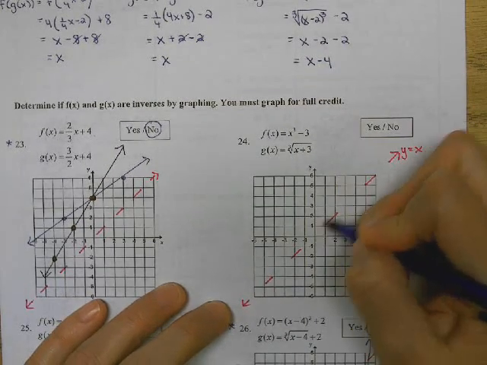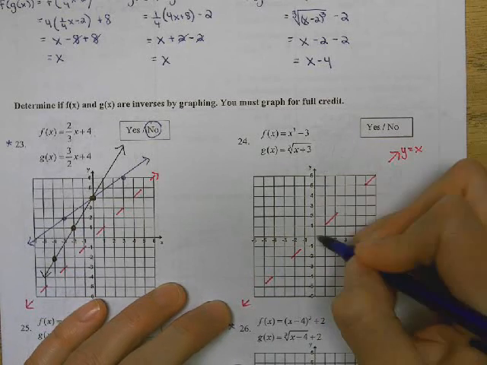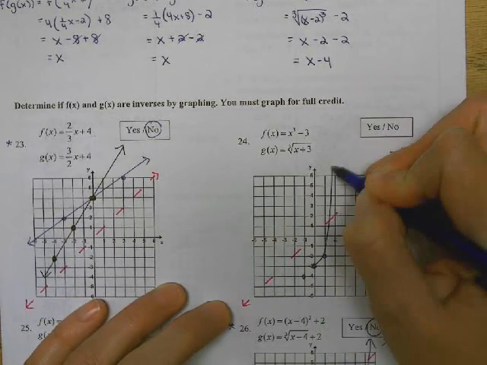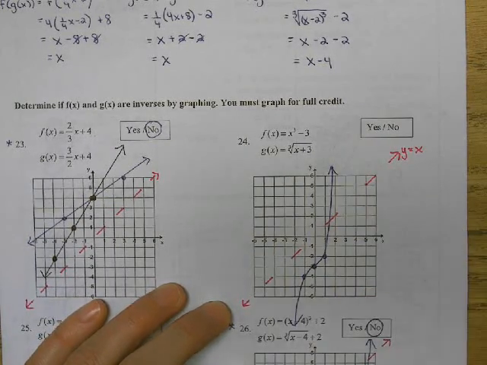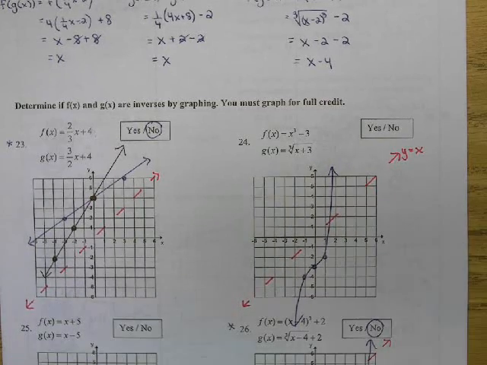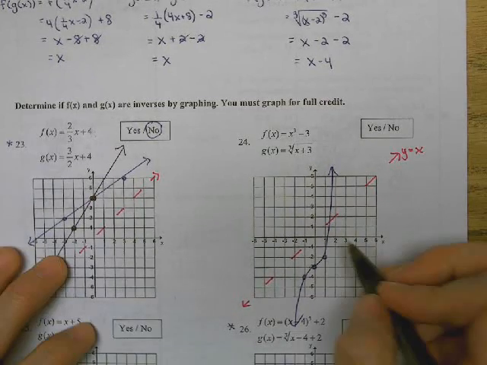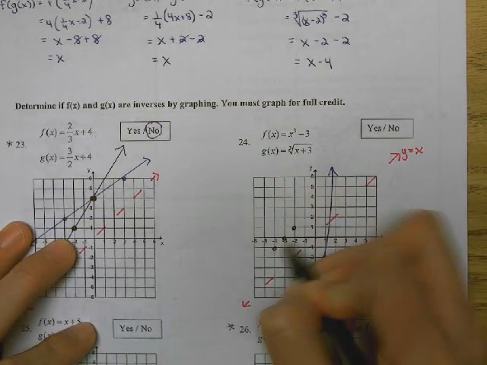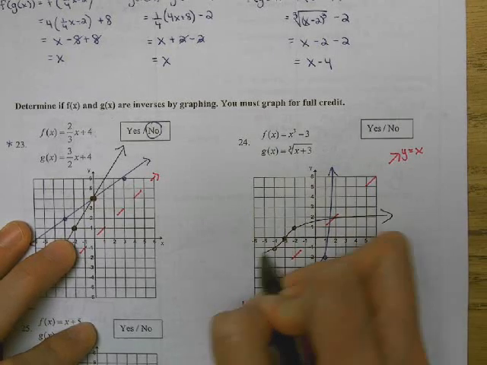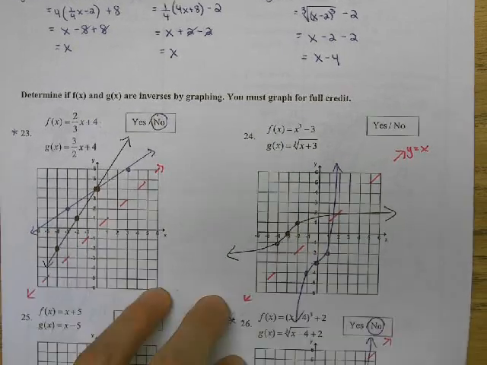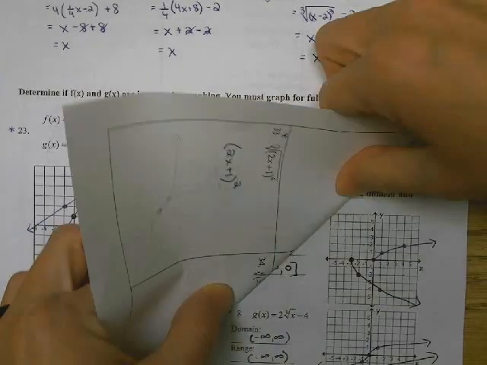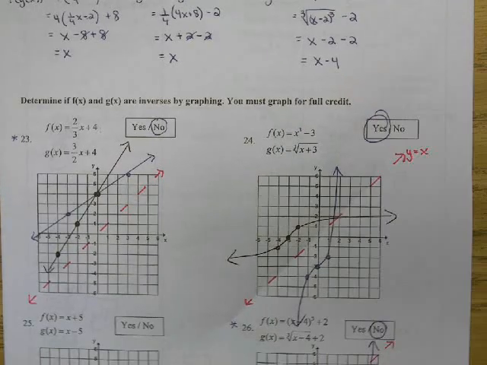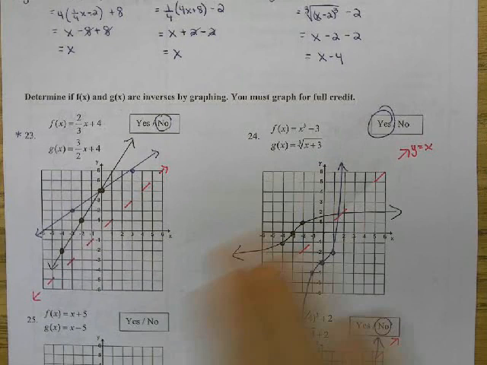X cubed minus 3 is taking the up and down and moving it down 3. And my second equation is the cube root of x plus 3, which is taking the cube root and moving it to the left 3. So if I look at this, and if I were to fold my graph on that line, y equals x, would these match up? Yes. So these are, in fact, inverses of each other.